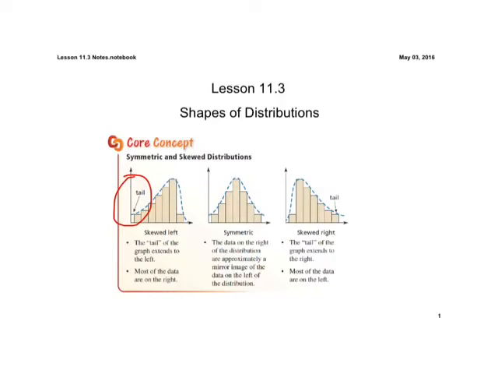If our graph is pretty much perfectly symmetric, it's not always going to be perfect, but for the most part we have a normal bell curve where it's symmetric, the data on the right and the left is about the same. That's what we call a symmetric distribution. There's symmetry, it reflects. And now if the tail is on the right side, we have a graph that is said to be skewed to the right, where most of the data is on the left side.